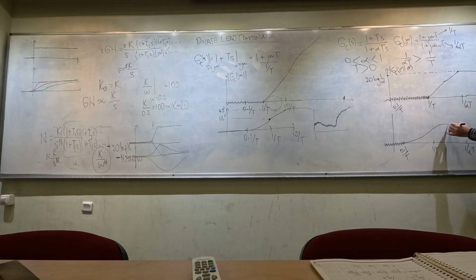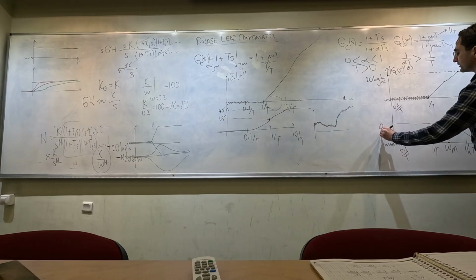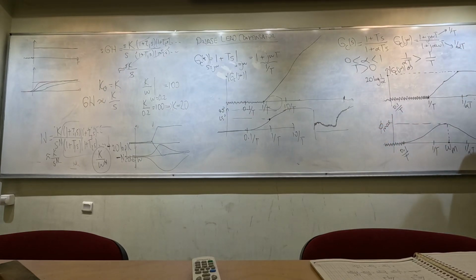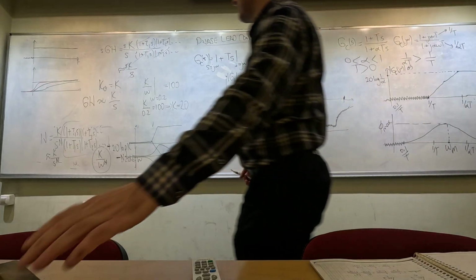And we see here that there is going to be a frequency at which we are going to have a maximum phase lead. Here, this frequency I'm going to call omega m, and the maximum phase lead that we can get here is going to be called phi max. Okay, that is phi max.